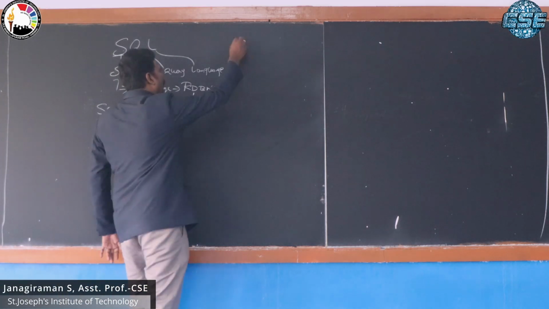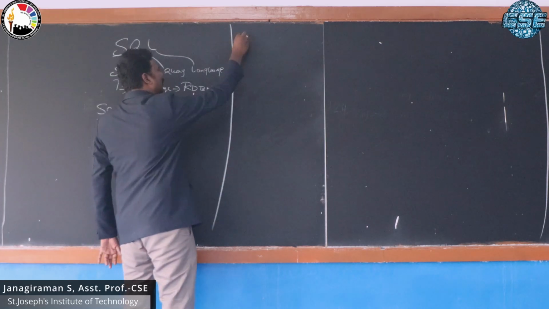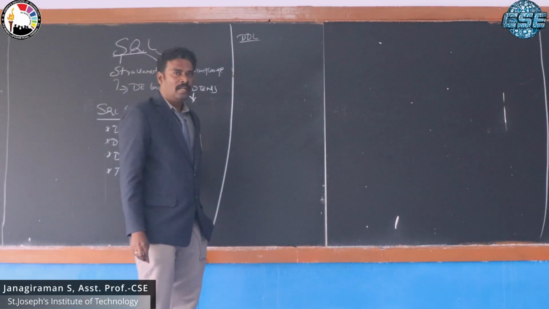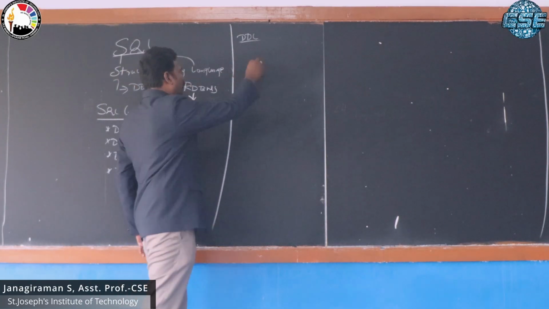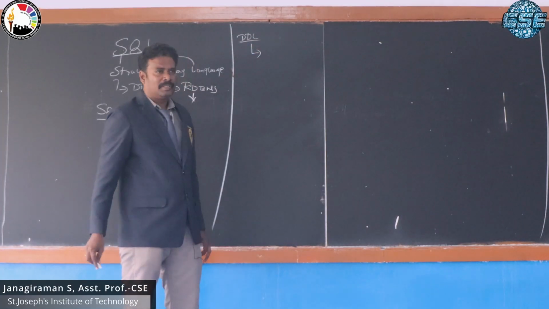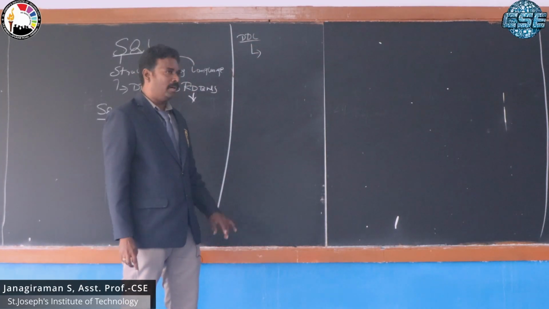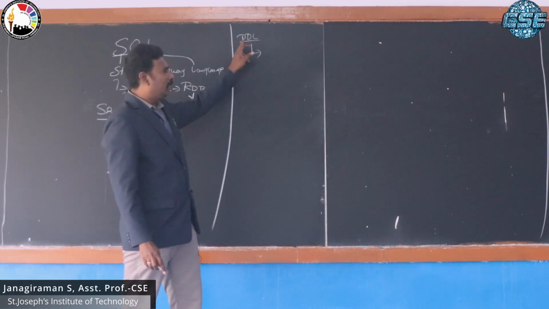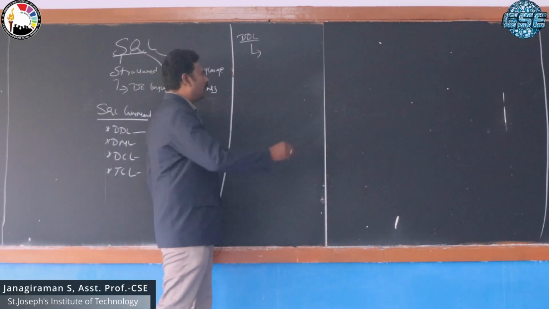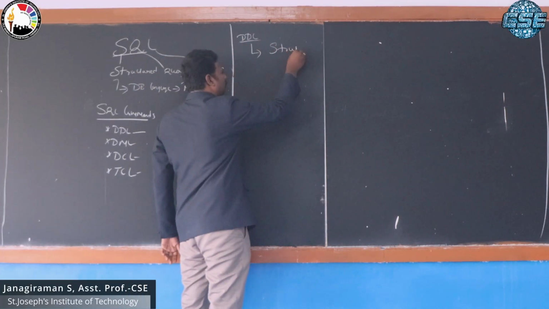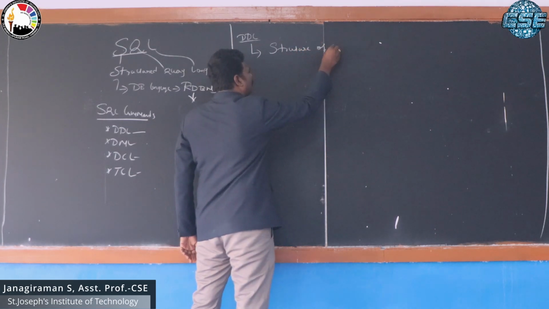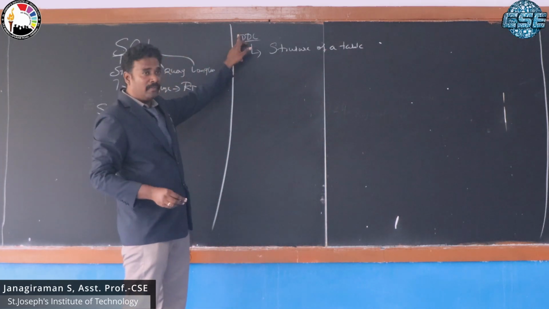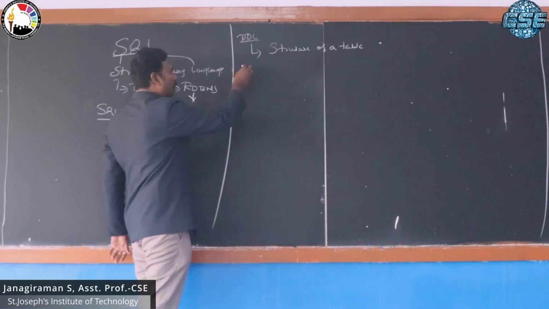First, let's see what DDL is. As I already said, DDL is Data Definition Language. Using DDL commands, you can create the structure of a table. I already told you that in a relational database, we store data in the form of a table. So DDL is used to create the structure of a table. In DDL there are some more commands as well.